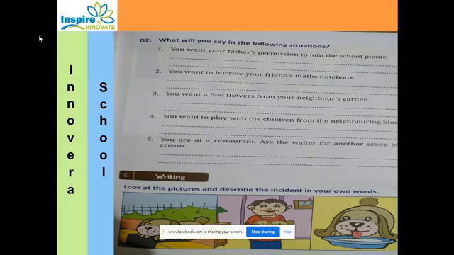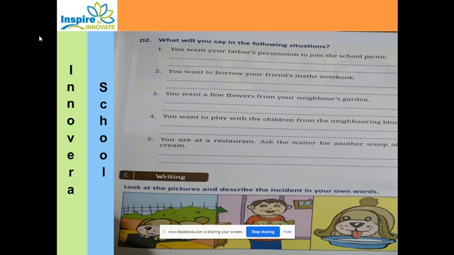The second one: you want to borrow your friend's maths notebook. So if it is a friend's maths notebook, will you use may or can? Can you give me your maths notebook? You can use can. Third: you want a few flowers from your neighbor's garden. You will say, may I take flowers from your garden?